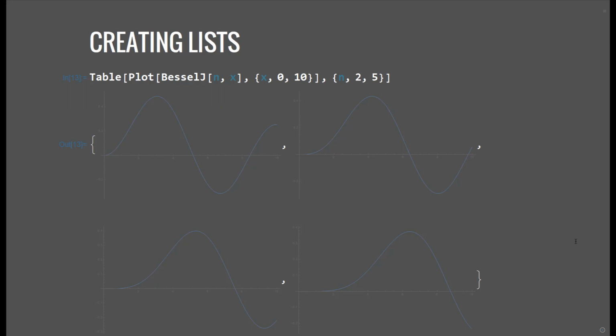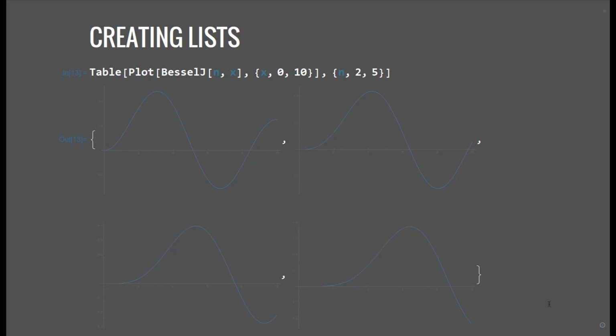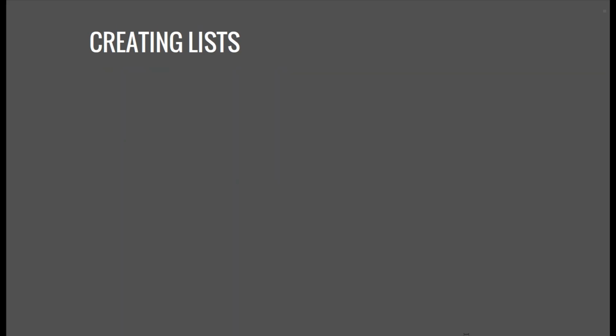So let's actually look at that. Let's see how we're going to create, let's say, a list of lists. So for the table, we're going to use Table also for this. Let's look at creating a nested list, a list containing other lists. So let's look at this example.